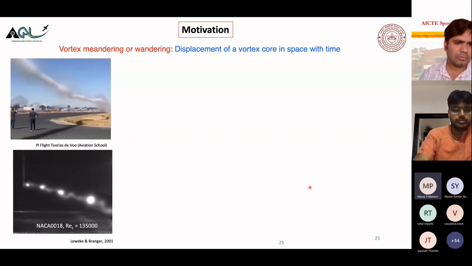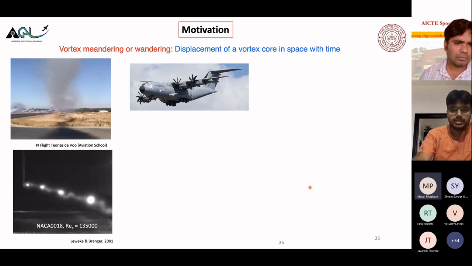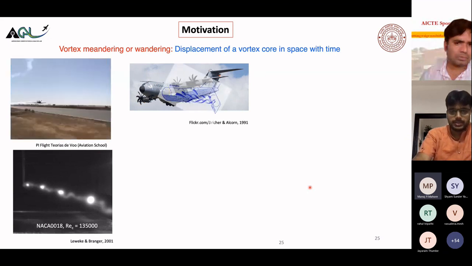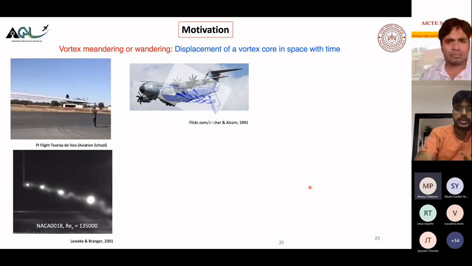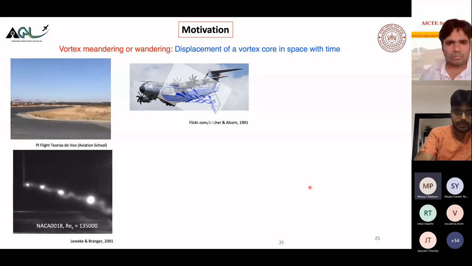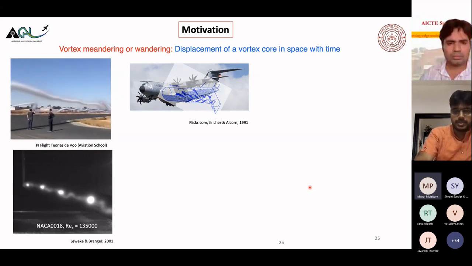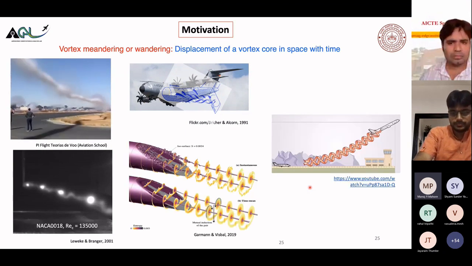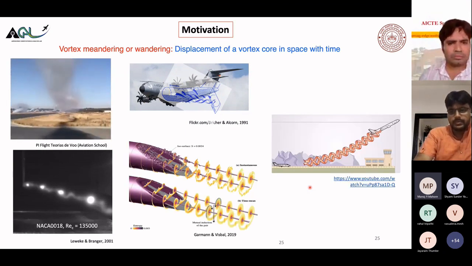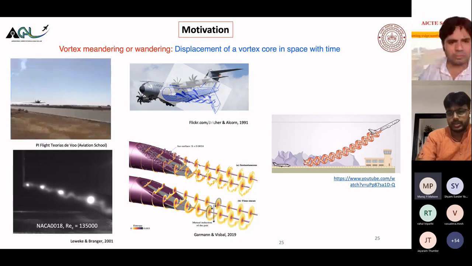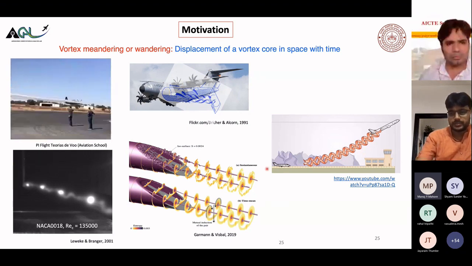There are some experiments also to study this kind of instability. And there are experimental studies to look at the afterbody vortices also, like our effort. This is one from the experimental effort by Bleacher and Alcon. These are the computational efforts, and I already talked about how they are detrimental to the performance.